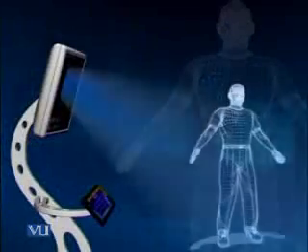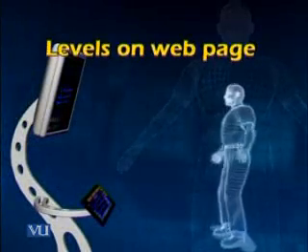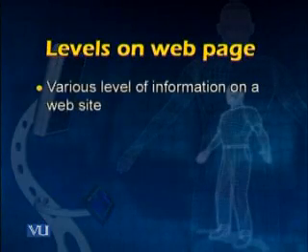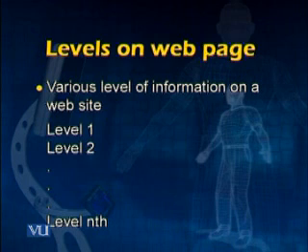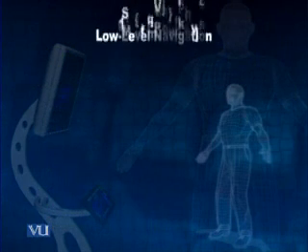There are different ways of representing navigation options on a web page, and one is low-level navigation scheme. So there can be various levels of information within a website. You can have level 1, level 2, in fact, nth levels of information and features.